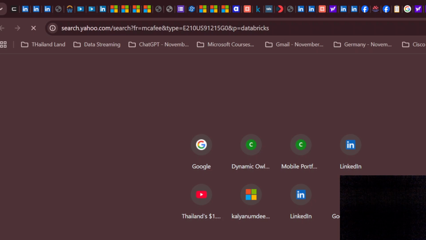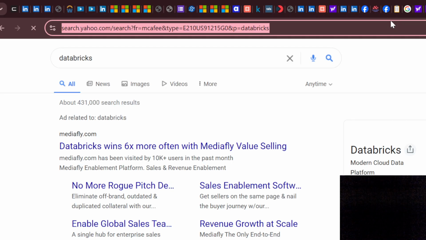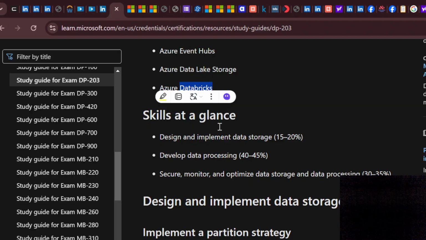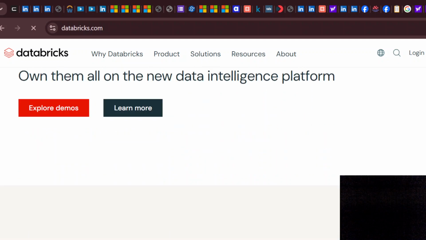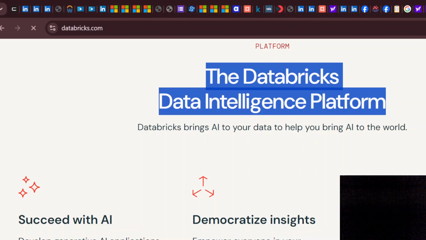So what is Databricks actually? You can just go to databricks.com. If you see here, Databricks. So what does it do actually? This Databricks is integrated to Azure, and as we are sticking to Azure, you should also see how Databricks is integrated to Azure here. So what is this tool? This is a data intelligence platform. Databricks introduced a data intelligence platform.